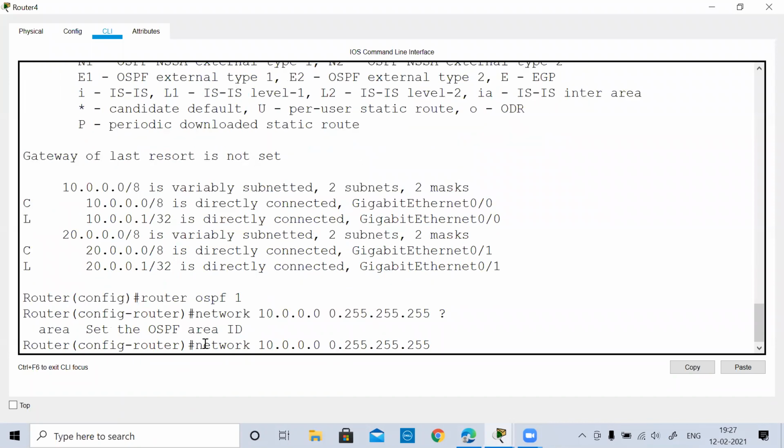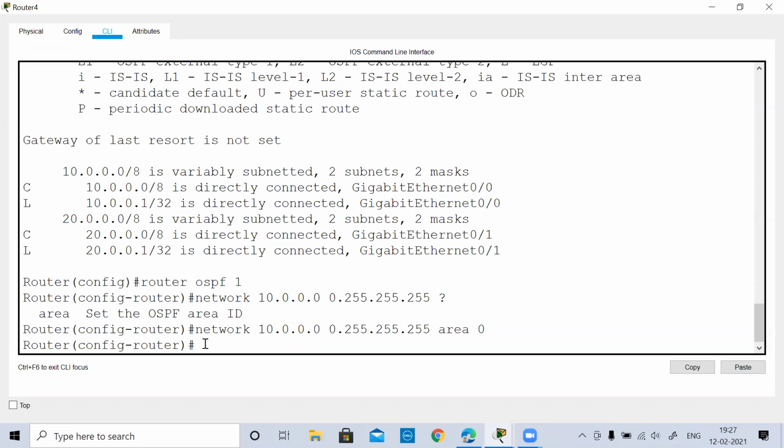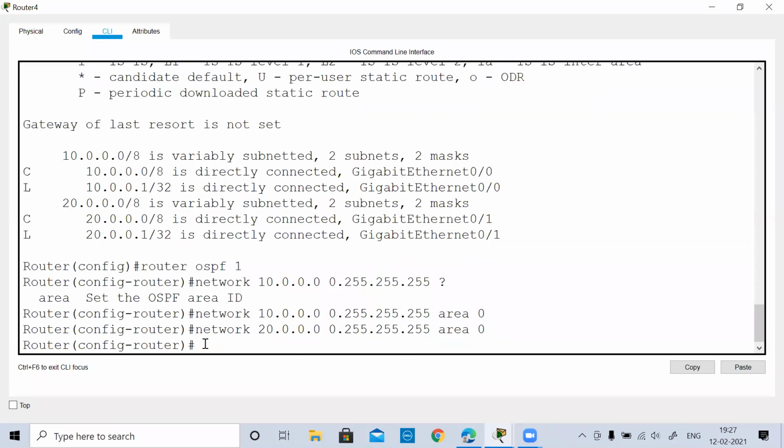So if you just put a question mark, you will see that you have to mention the area. We are going to set everyone in area 0. Hit enter, then go and put up the second network which you had in your router, that was 20. The mask will remain the same, wildcard bits, and area 0. So this way you have completed your OSPF configuration on this router.